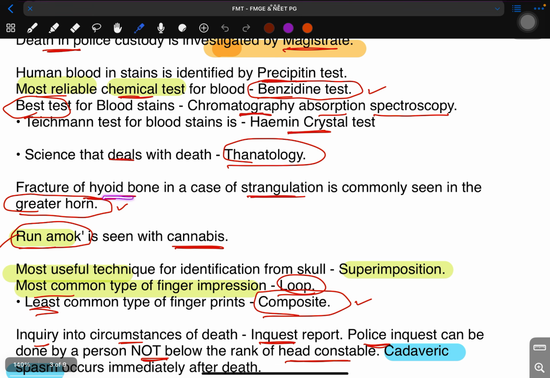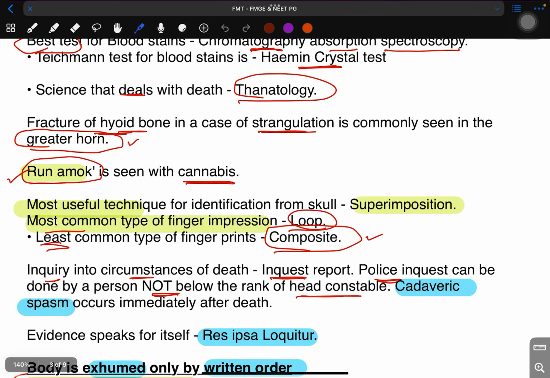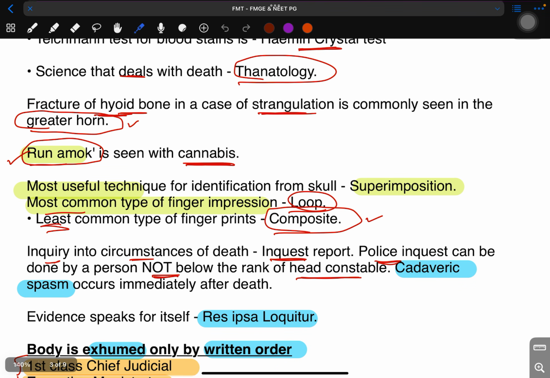Now, fracture of the hyoid bone in case of a strangulation is most commonly seen in the greater horn. So, we will find fracture of the greater horn of the hyoid bone in case of any strangulation. With cannabis, we will find run amok. Most useful technique for identification from a skull.